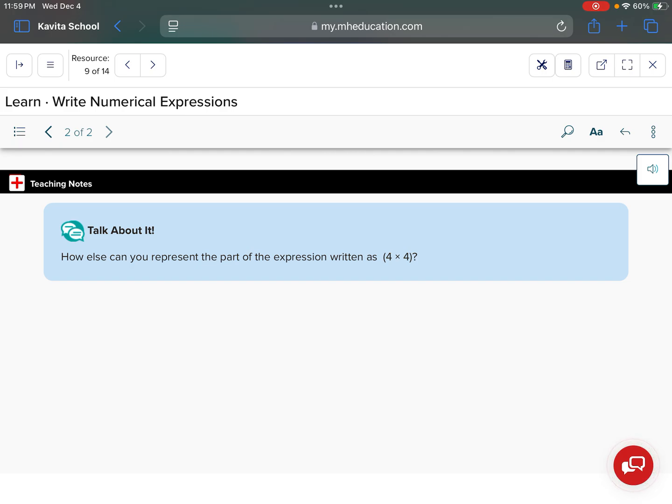Now let's look at the talk about it here. How else can you represent the part of the expression that is written as 4 times 4? We just learned this in the previous lesson. It's 4 squared.